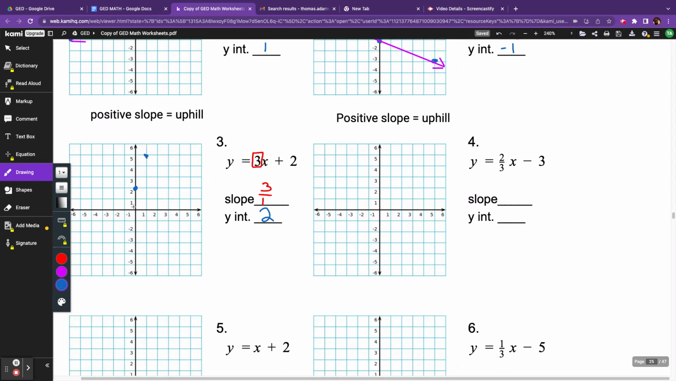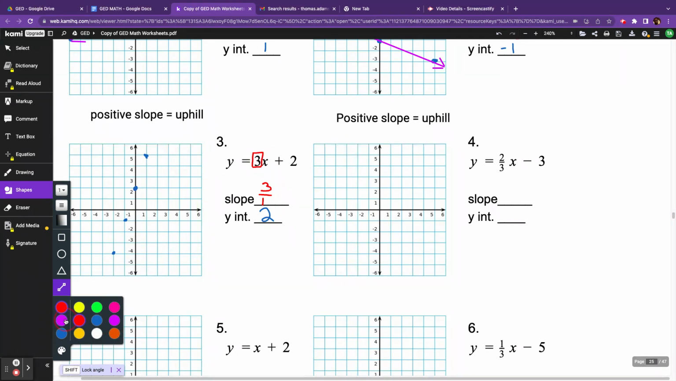And I could go the other way too. I could go down 3 over 1, down 3 over 1. Is that right? Yeah. And then we can make our line. If I go down 3 over 1, that'd be about right here. So, probably start about right here. That's not the right color, but that's okay. That'll work.